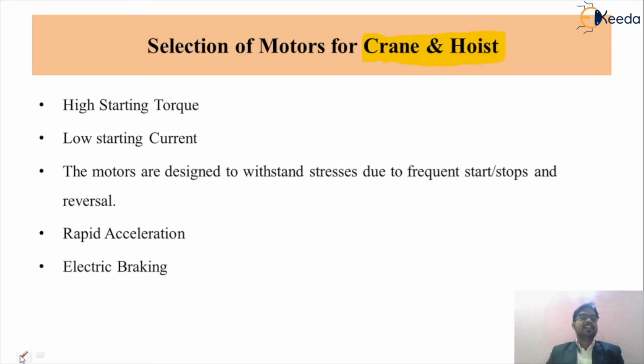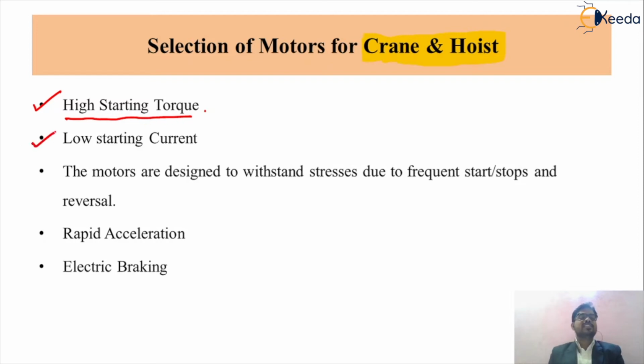The first criterion, which is very important, is that the motor we select for the crane and hoist should possess a high starting torque. This is the first and very important selection criterion while selecting a motor for cranes and hoists. Why do we require a high starting torque? Because in the case of a crane and hoist, we want to lift and move an object from one place to another, and for that it should have a high starting torque.